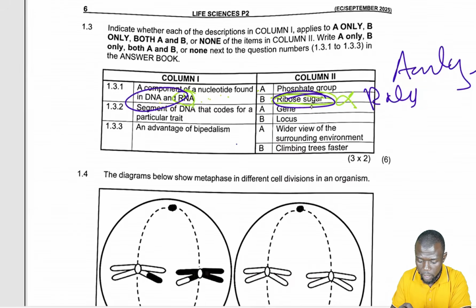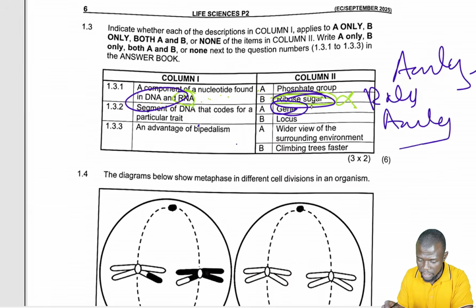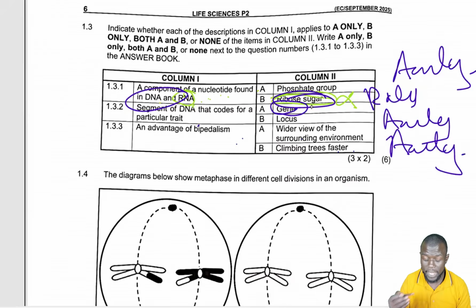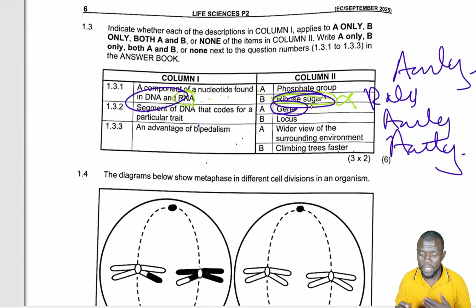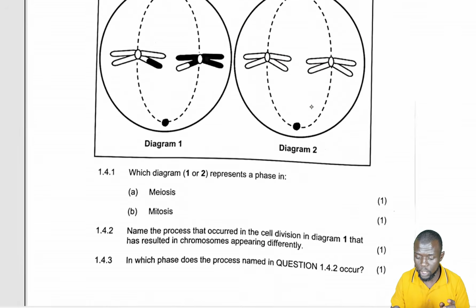A only. Yes. They're saying the segment of DNA that codes for a particular trait. This one is the segment of DNA that controls a particular trait, so we call it a gene. It's A only. Advantage of bipedalism: wider view of the surrounding, climbing trees. A only. Remember that you must always say A only, B only, or A and B, both A and B, or none. So please make sure that you have this word only.